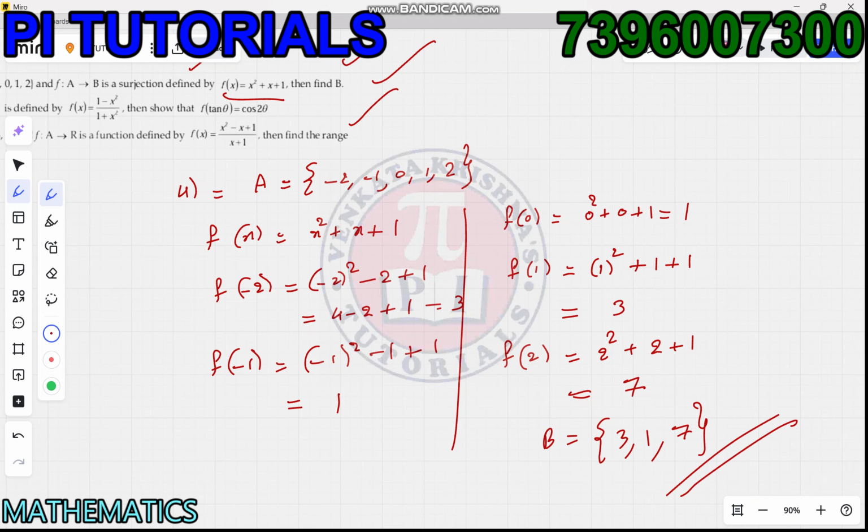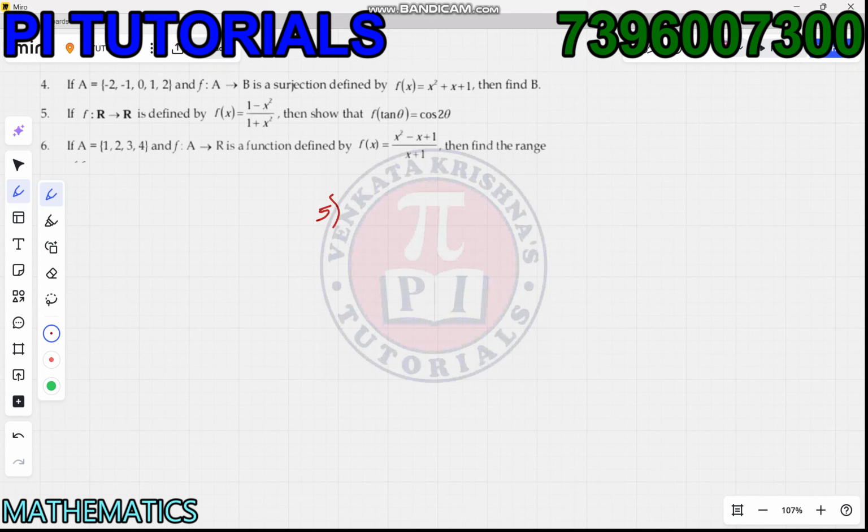Now question number 5. The function is defined as f of x is equal to (1 minus x square) by (1 plus x square). The question is, show that f of tan theta is equal to cos 2 theta. So f of tan theta is asking us to substitute tan theta in the place of x. So we get (1 minus tan square theta) by (1 plus tan square theta).